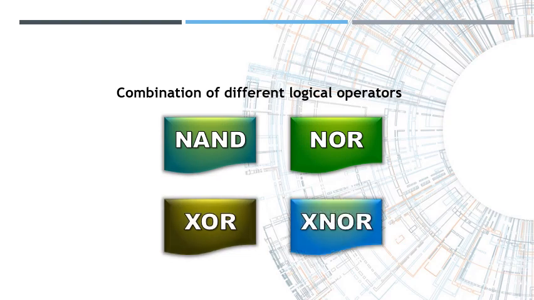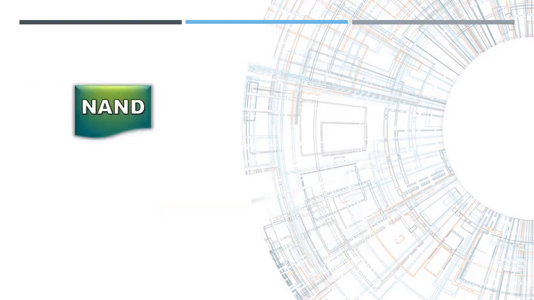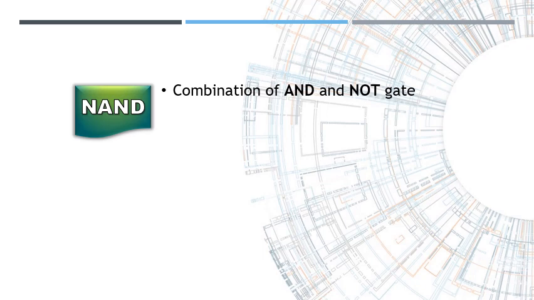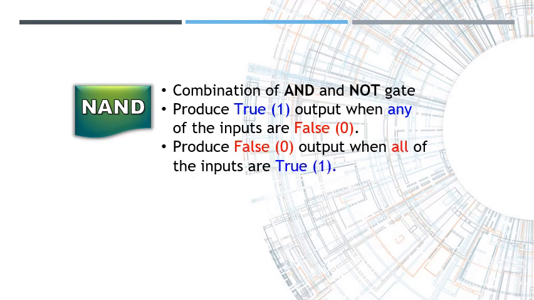Okay, so next is the combination of different logical operators: NAND, NOR, exclusive OR, exclusive NOR. So we go to the first one, NAND. It is the combination of AND and NOT gate. They produce 1 as output when any of the inputs are false, 0. They produce 0 as output when all the inputs are 1.